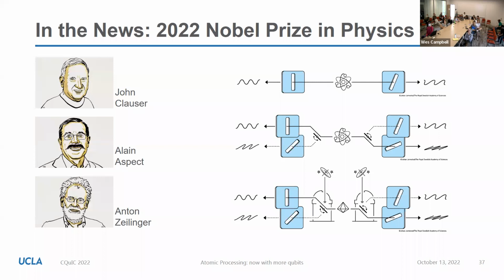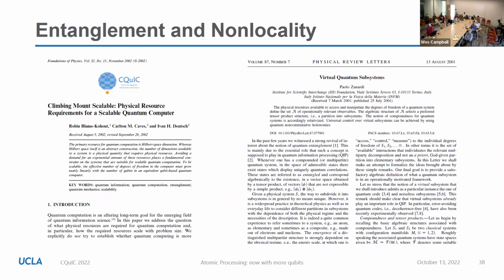But this was last week. With this, we have these non-local correlations. But I want to point out this paper by Secret Superstars, Robin, Carl, and Ivan, that I read.